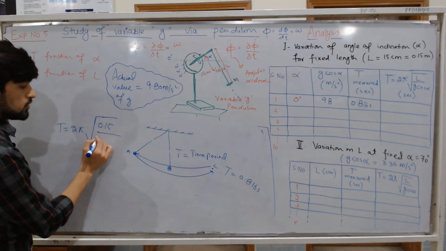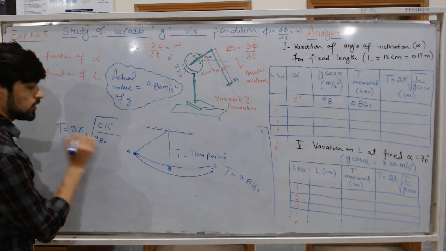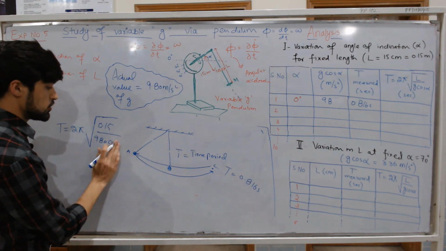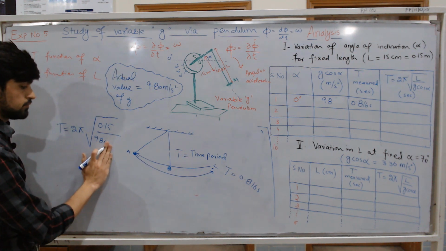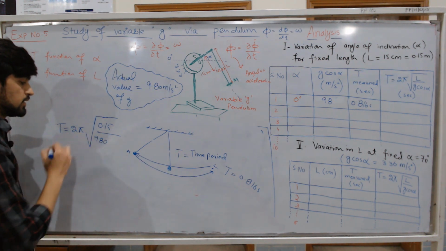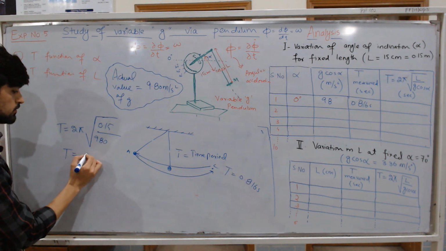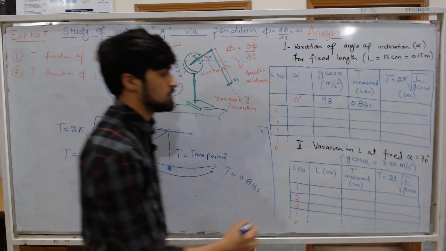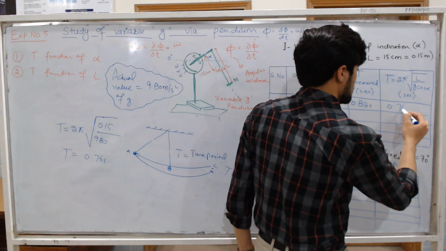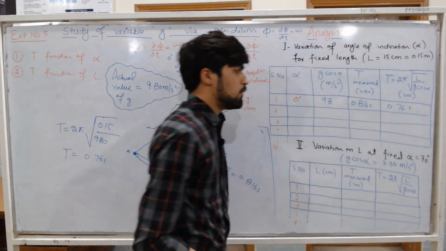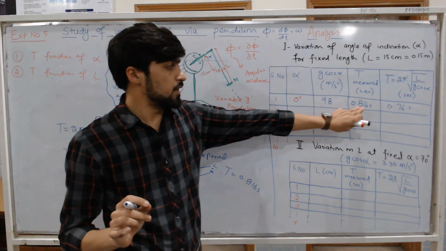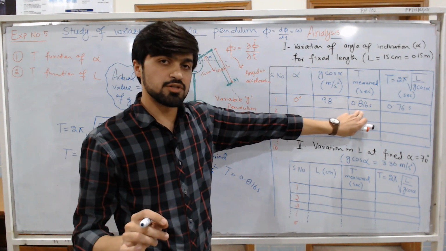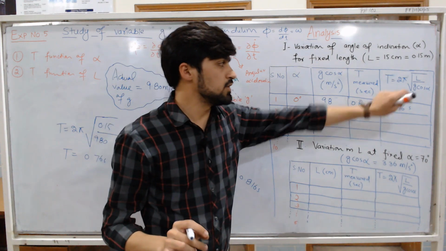Divided by G, which is 9.80, the actual value of G, and cos alpha is, for the first case, 0 degrees. So this will give the value of T. Let's say this will give 0.76 seconds. There will be a very slight difference between the value measured using the stopwatch and the value from this relation.